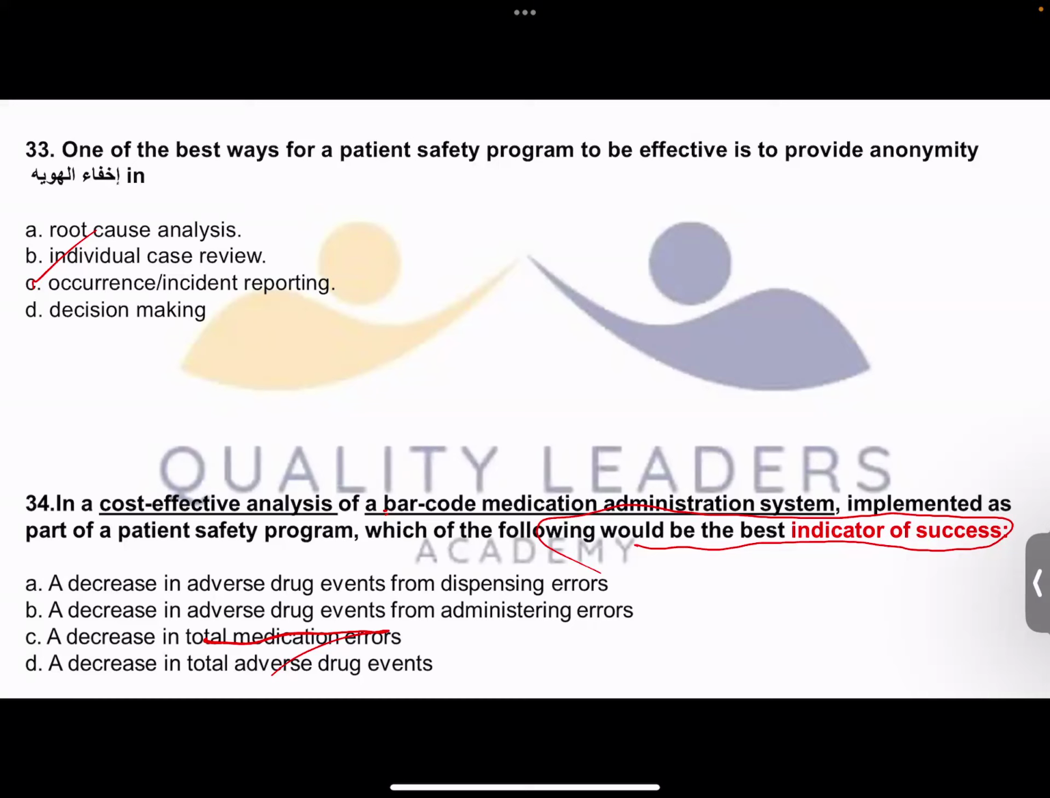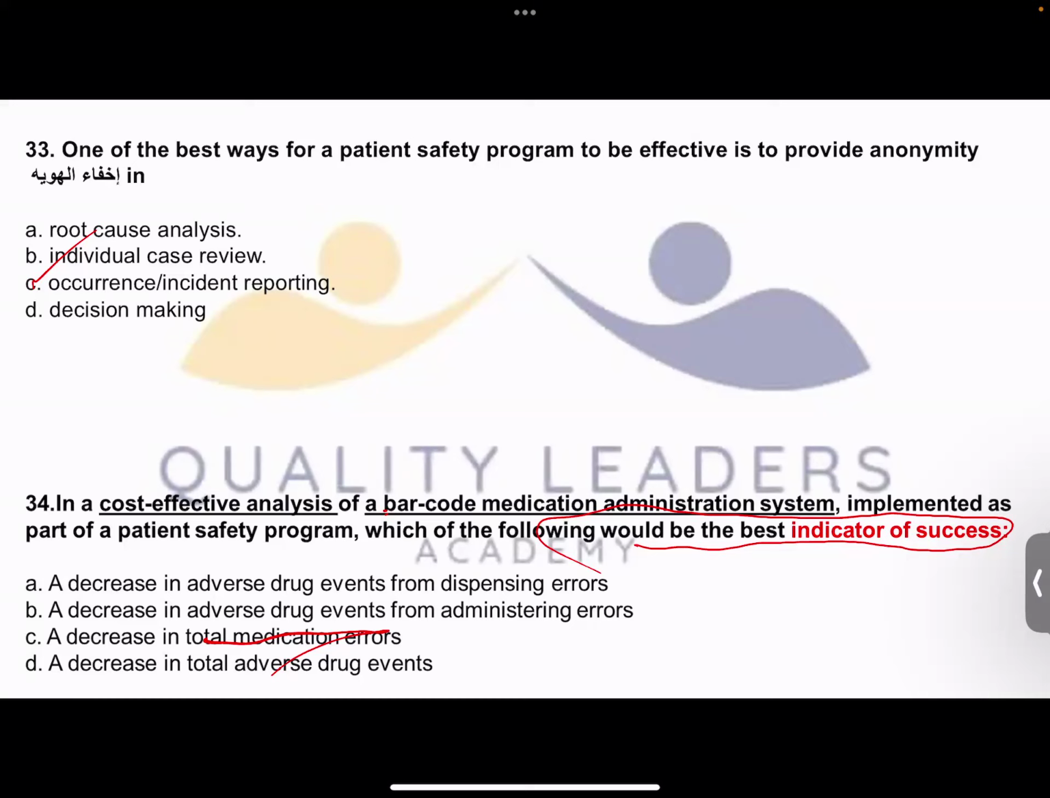Yes, you're all correct. Actually, I got your point also. But can we just stick to what the question is indicating and asking? Because it is about the barcode medication administration system, which has a goal to reduce the harm to the patient. So we'll just focus on what the system is all about.